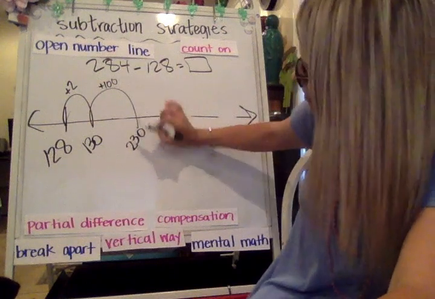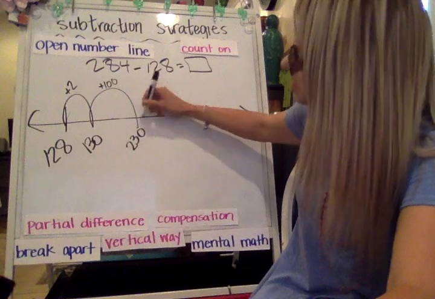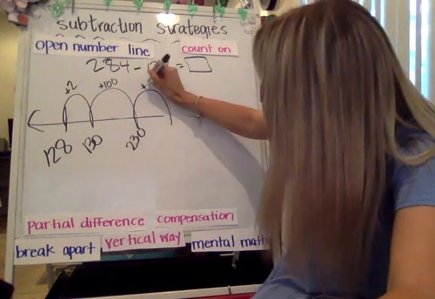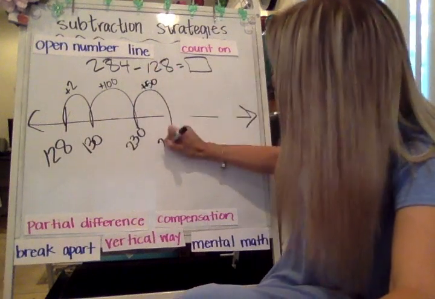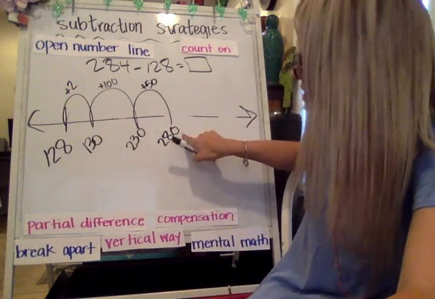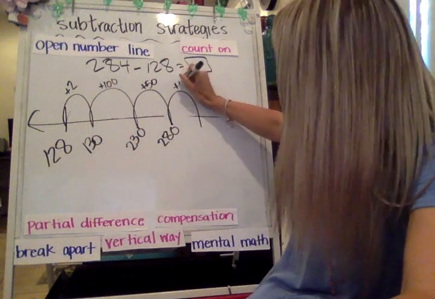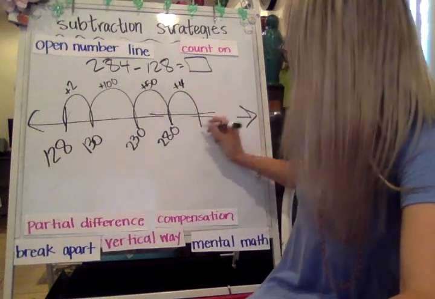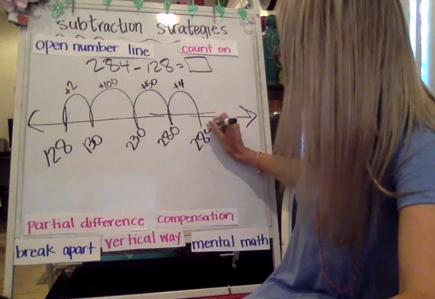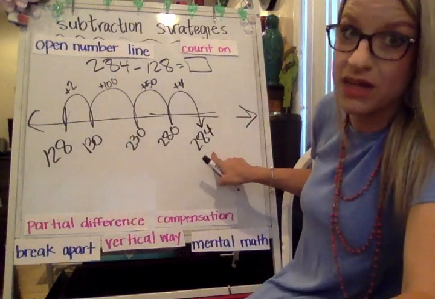Now I need to get from 3 in the tens place to 8 in the tens place. So I'm going to add 50. That'll bring me to 280. Now if I look at my ones place, it's supposed to have 4. So all I've got to do is add 4. That brings me to 284. That's going to be the correct answer that I wanted to have.